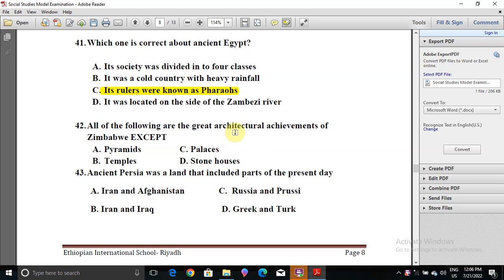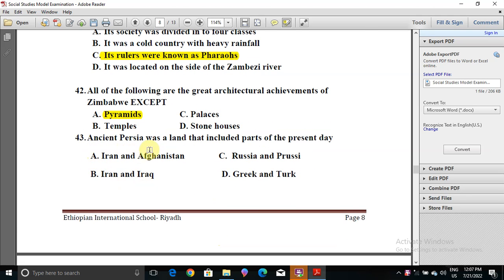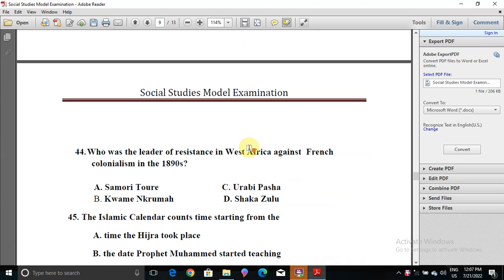architectural achievements of Zimbabwe except what? Pyramids. Now question number 43. Ancient Persia was a land that included parts of present-day what? Iran and Afghanistan. It's written in textbook of grade 8 also. All of this. Now question number 44.